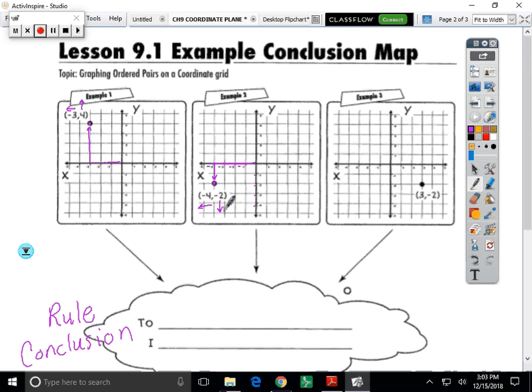So again, I see the X and the Y, and I remember I already talked to you about ABC order, so A, B, C, D, X, and Y. The X has to happen first in our coordinate pair. And let's see if it does. So here I have my X-axis running horizontally, my Y-axis running vertically. So my first rule is moving either left or right on my X-axis, and then my Y coordinate is telling me to move either up or down.